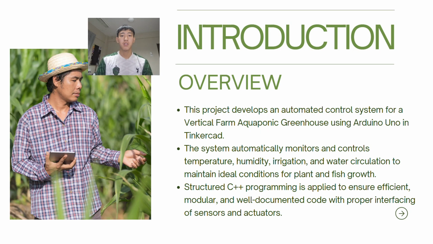So for introduction, this is our overview. This project develops an automated control system for a vertical farm aquaponic greenhouse using Arduino Uno in Tinkercad simulation. The system automatically monitors and controls temperature, humidity, irrigation, and water circulation to maintain ideal conditions for plant and fish growth. Structured C++ programming is applied to ensure efficient, modular, and well-documented code with proper interfacing of sensors and actuators.